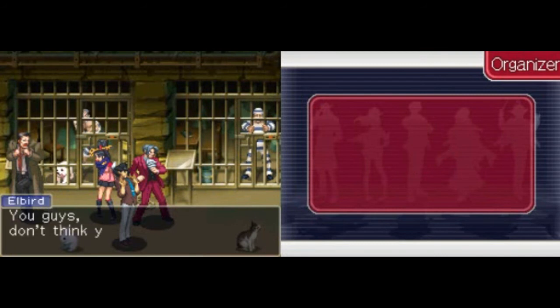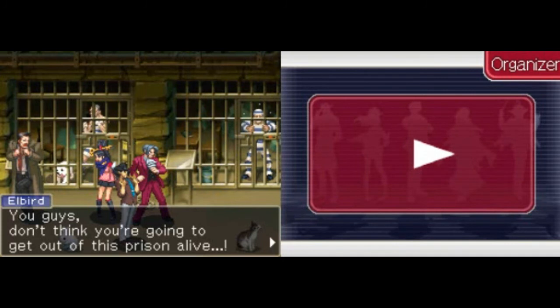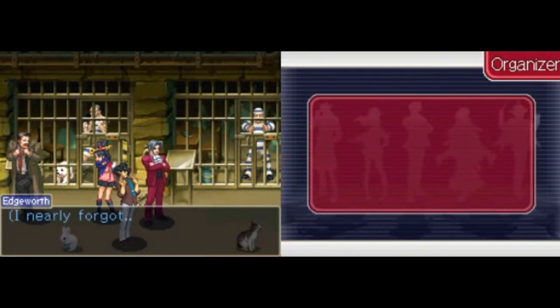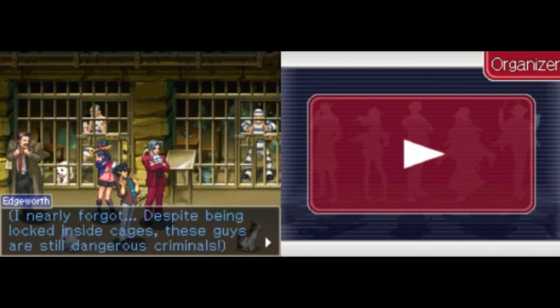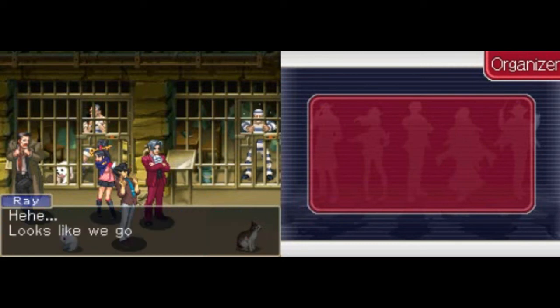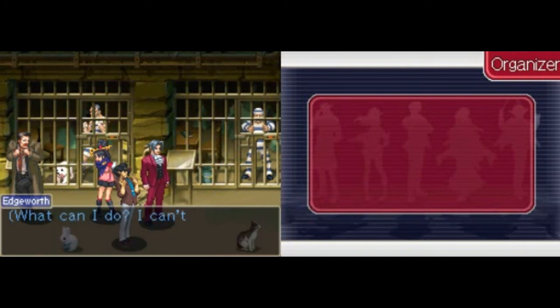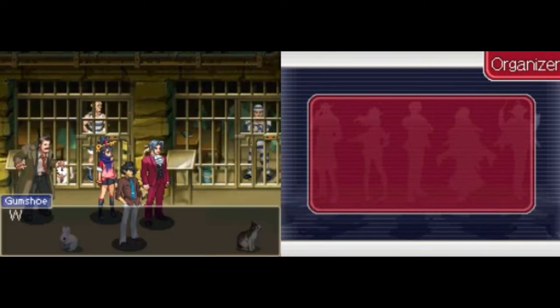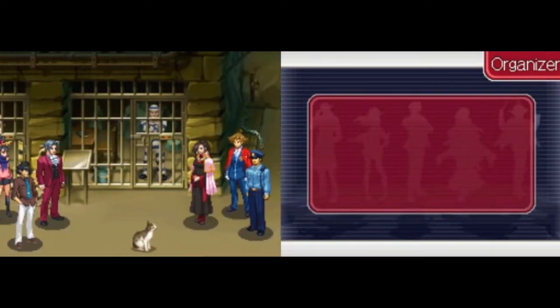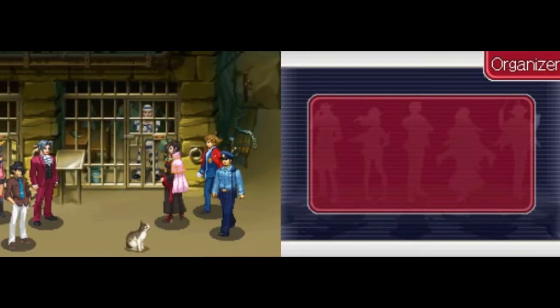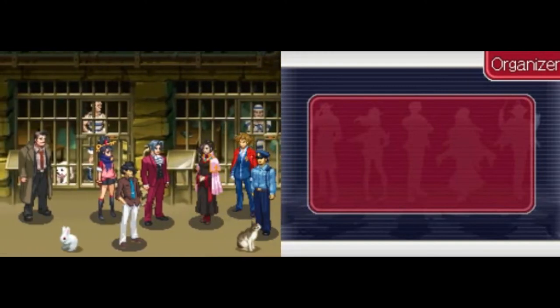Aye, Gumshoe. You guys, don't think you're going to get out of this prison alive. And don't forget, despite being locked inside cages, these guys are dangerous criminals. It looks like we got ourselves in a pretty bad situation here. What can I do? I can't talk to them in these circumstances. Who's that? Who was that? Seen her on the case, but I have no idea who she is.